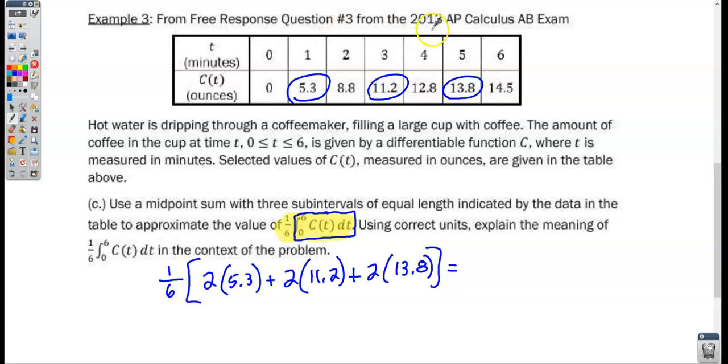And this was question number 3 from 2013. This might have been a calculator problem. I forget when they switched over from calculator to non-calculator on question number 3. I forget what year they did that. This might be a calculator problem, but I'm going to do it without anyway. So I've got 25, 30.3, 60.6 is what I get when I multiply everything together in the brackets. And so I end up with 10.1 as my midpoint Riemann sum, and that's actually measured in ounces.